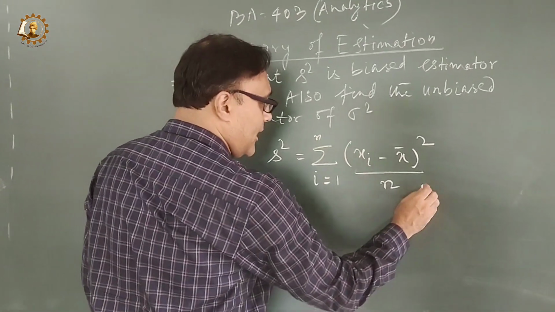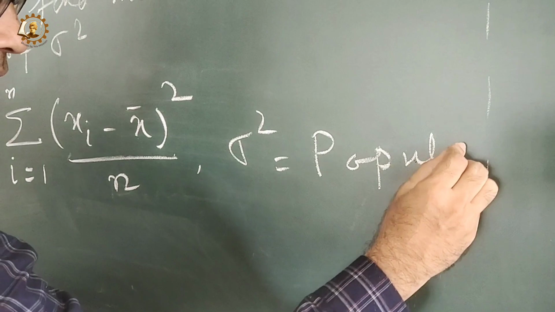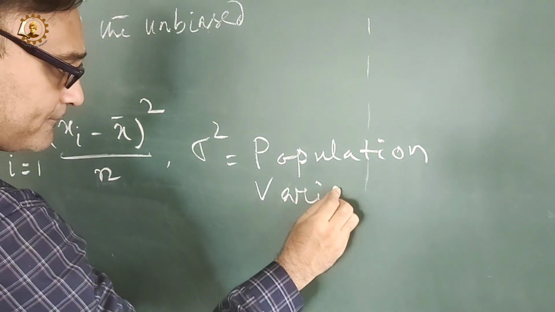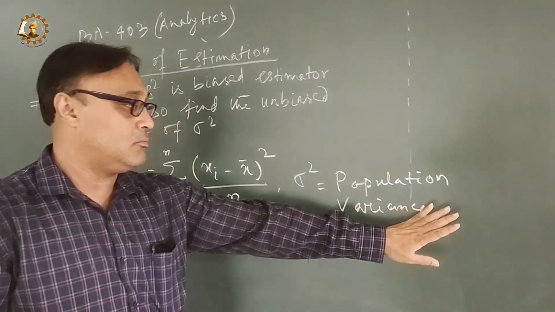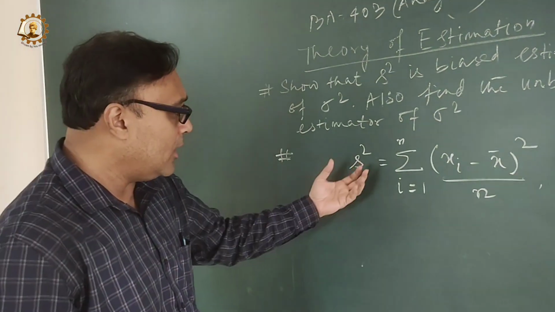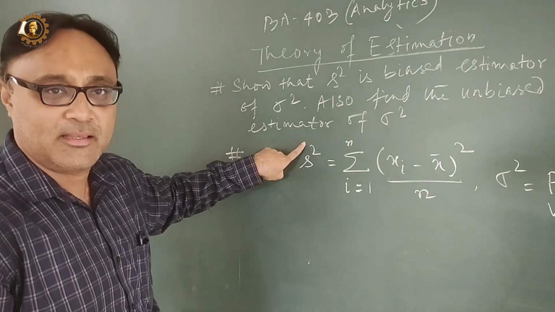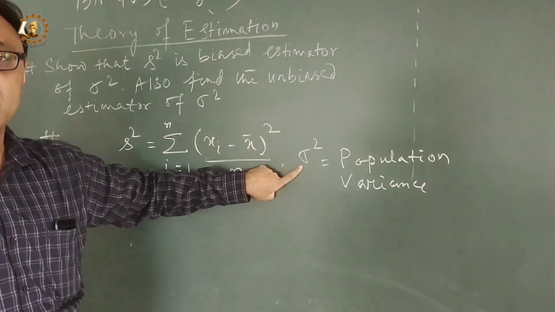And what is sigma square? This is my population variance, which is fixed but unknown. So basically, what do we want to do? We want to take the sample, we will calculate the S square, that is the sample variance, and then we are going to estimate the value of sigma square.